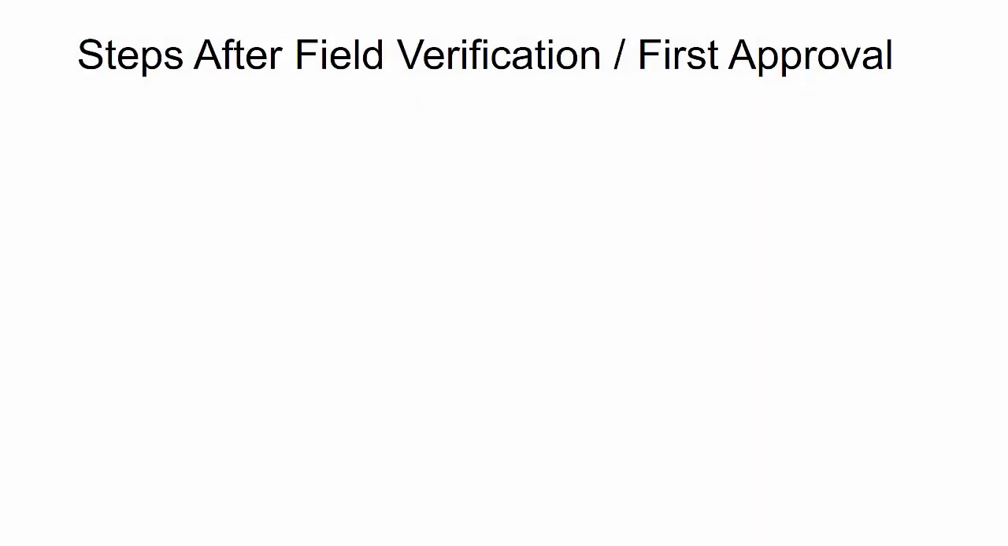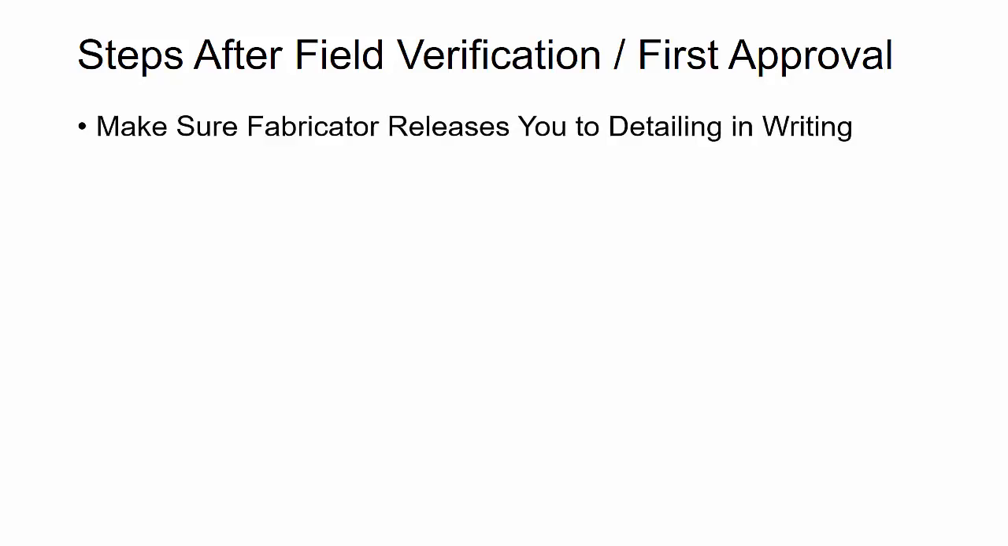All right, so after the approval process and field verification process of your erection drawings, here are some of the next steps. First being that you want to make sure that the fabricator releases you to do final detailing, and you want to try to get that in writing, just so that way there's an official transfer between you and the fabricator, so you both understand that, okay, now you're moving into the heavy hours of the detailing process on your project, and we need to make sure that all of the dimensions and the design is pretty well set before you start that detailing.